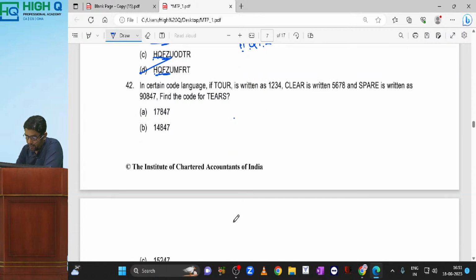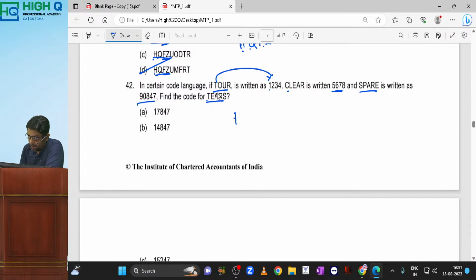Guys, this 42nd question type now, it's very, very important. If tour is written as 1, 2, 3, 4, clear is written as 5, 6, 7, 8. Now spare is written as, see, all the letters are from tour and clear only. Spare is also given, 90287. Tiers they have to find out. So corresponding numbers to be taken.